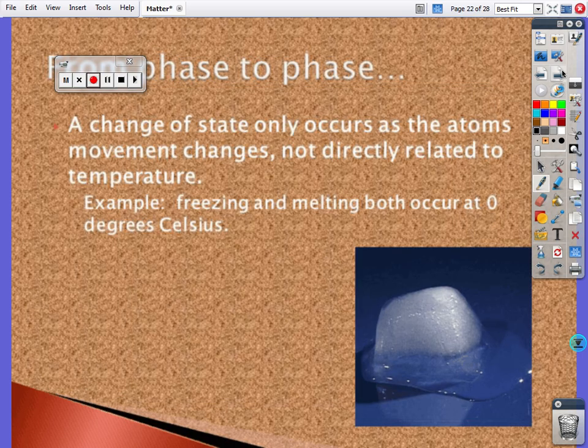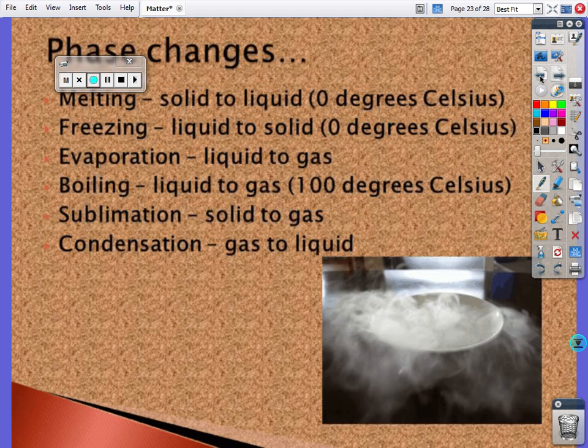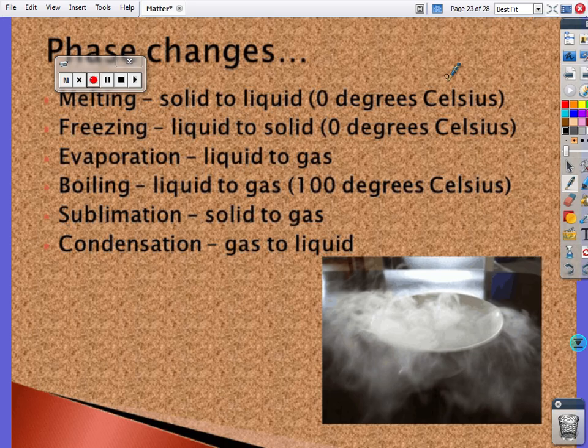Okay, phase change is a change of state. It says this only occurs as the atoms' movement changes. It's not because of temperature, because freezing and melting occur both at 0. So as the atoms slow down, it starts to freeze. As they start to move faster and faster, it melts. But they both happen at 0 degrees Celsius, and you should write this down. Melting is from solid to liquid. Freezing is from liquid to solid.